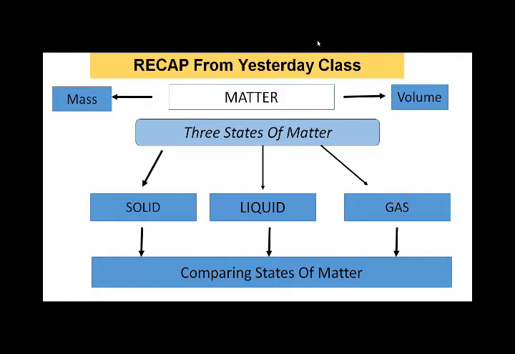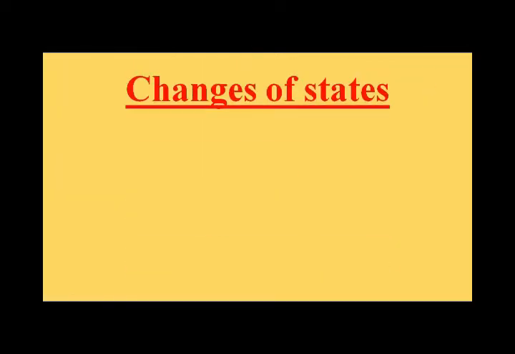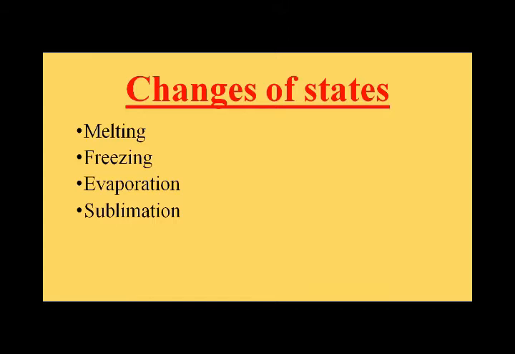Now the quick review of the changes of states of matter. The first is melting. Melting is when a solid changes into a liquid when it is heated. Now second is freezing. A liquid changes into a solid when it is cooled. The third is evaporation. A liquid changes into a gas when it is heated. And sublimation: a solid can change into a gas without being converted into a liquid.